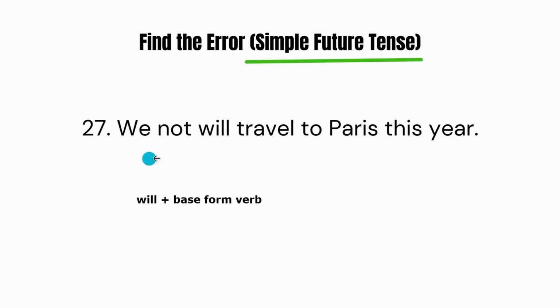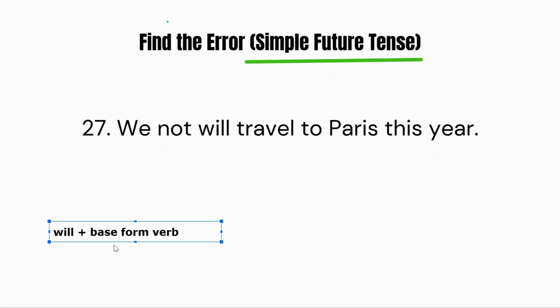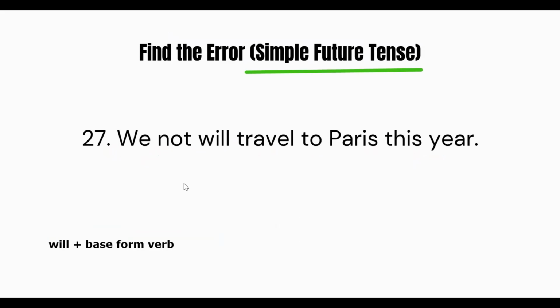Okay, 27. We not will travel to Paris this year. So with this sentence, it's our sentence structure right here. We not will. These two words are not in the correct order. So we would have to scratch this out and say we will not travel to Paris this year. You could also use the contraction, which is won't. So you could also say, we won't travel to Paris this year. Both are correct.